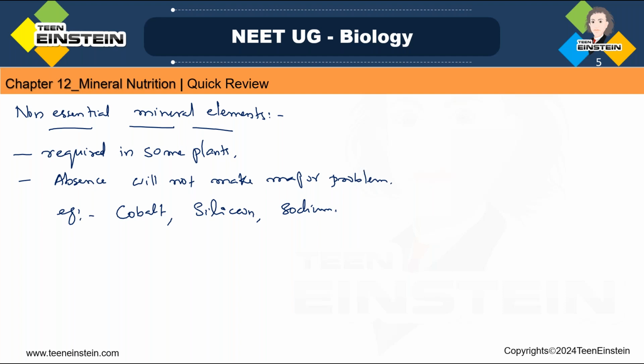See, we have learned that on the basis of essentiality in the body, we divided mineral nutrients into essential mineral elements and non-essential mineral elements, right? Non-essential mineral elements means they are required in some plants, but not in all plants. And if absent, it is not going to create major problems in that plant. The examples we have learned are cobalt, sodium, silicon, right? This classification we made based on the importance of essentiality in the plant body: mineral nutrients are classified into essential elements and non-essential mineral nutrients.